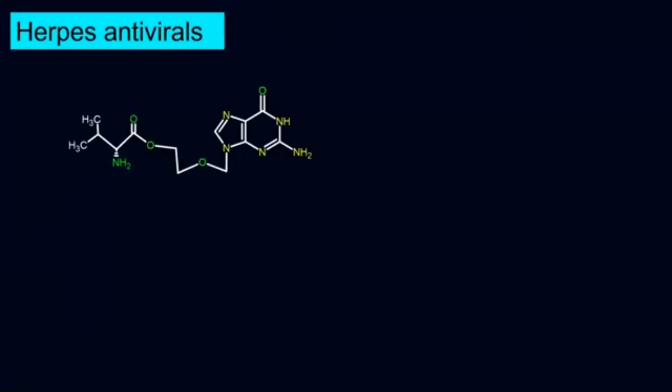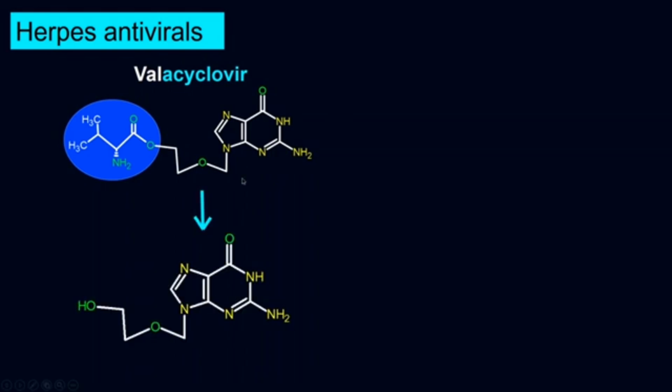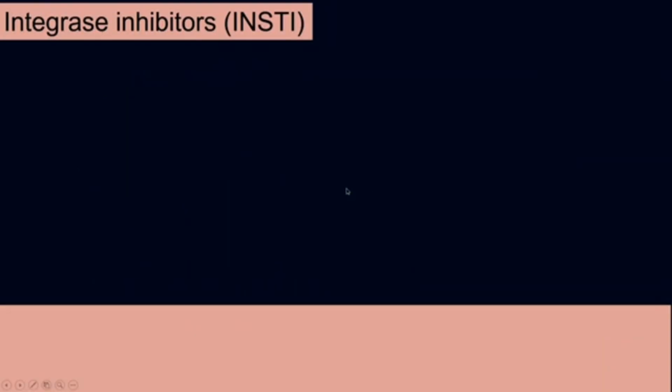Among them, herpes antivirals, well-known antivirals, especially valacyclovir. Valacyclovir is a prodrug because it is attached to the valine group, and this valine group, after absorption, will be detached from this and then makes the active drug that is known as acyclovir. So here is a question: valacyclovir is a prodrug of acyclovir.